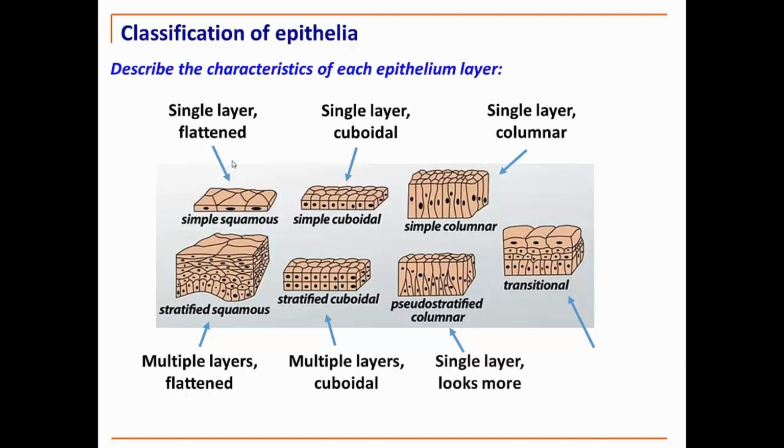Pseudo-stratified columnar. Remember what pseudo-stratified means? It's a single layer of columnar cells, but it looks like there's more than one layer. And finally, your transitional. These are squamous when stretched and cuboidal or columnar when they aren't stretched. Basically, these transitional cells allow stretching of things like your ureter and your bladder as they fill with urine, and then they recoil as they empty. That's why they're nice and stretchy. They're transitional. They change shape.